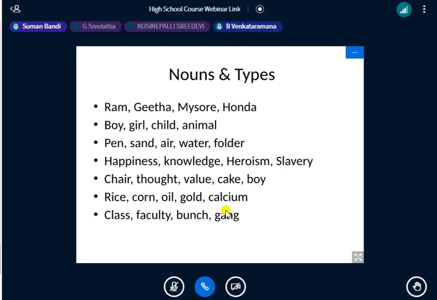Okay, the third one, what about the third category? Pen, sand, air, water? Concrete nouns. So nouns which have physical existence. Yes. Next one. Abstract nouns, as against concrete or material nouns, have virtual concepts, right? Yes. Next one, chair, thought, value, cake, boy. Not abstract. Hello, how can you say they are abstract?